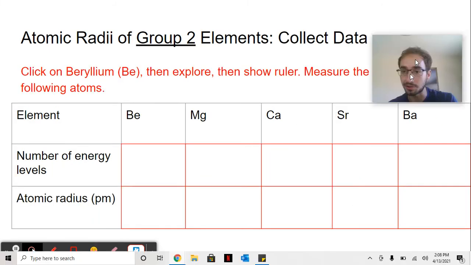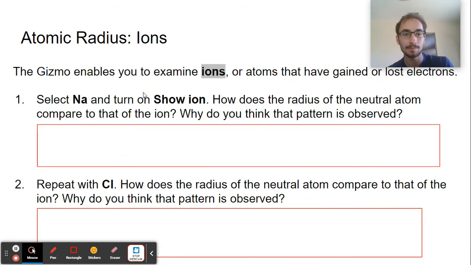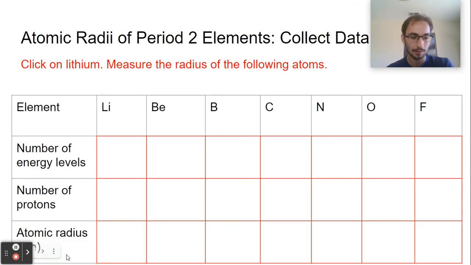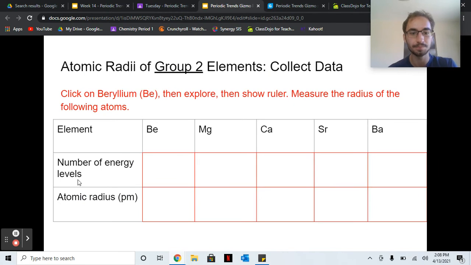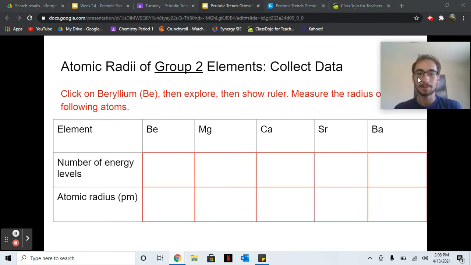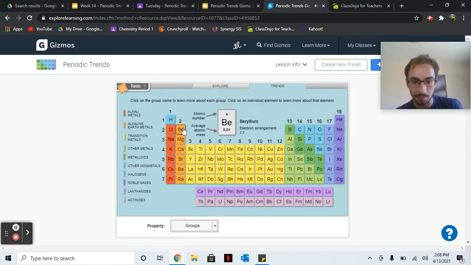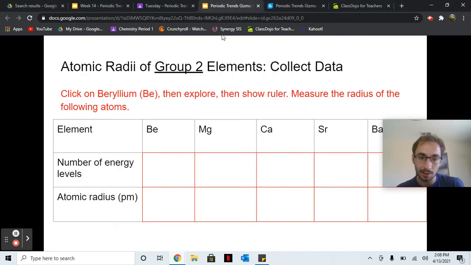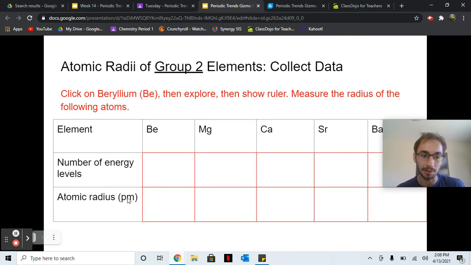You're going to try and finish this slide today. Slide 5. The rest of the slides we'll finish tomorrow. But this one, you're going to finish today. Okay? I'll show you how to do the first one. So, click on beryllium, then explore, then show ruler. Okay, so trends, beryllium, and then click explore. Here is how you do it. You need to find the number of energy levels and the atomic radius in picometers.